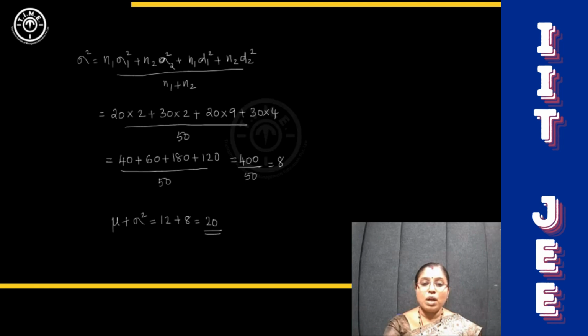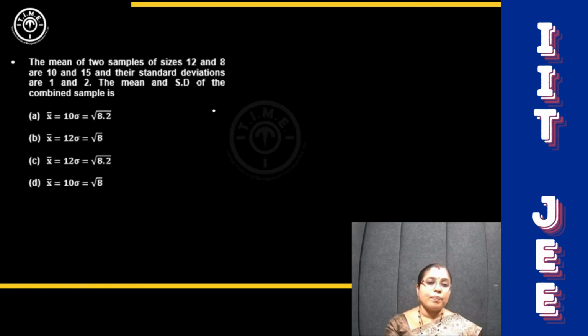Let's work out one more similar question. The question is, the mean of two samples of sizes 12 and 8 are 10 and 15. Their standard deviations are 1 and 2. We have to find out the combined mean and standard deviation of the sample.